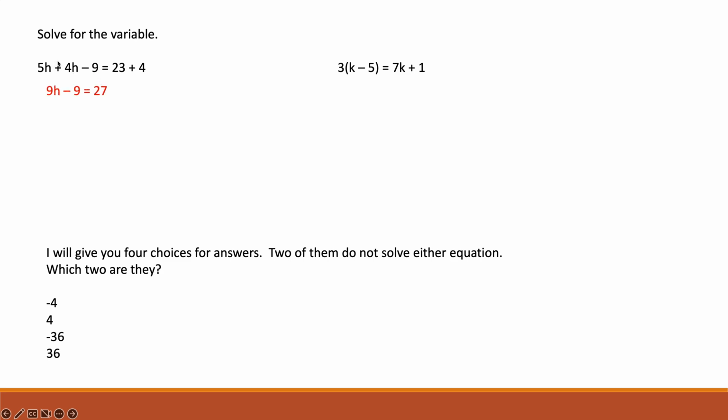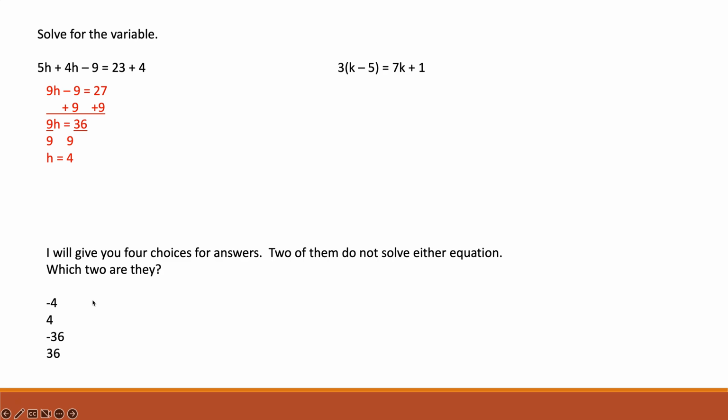So again, 5 H's and 4 H's are 9 H's. I didn't touch the minus 9. And 23 plus 4, because the numbers can be on the same side too, not just the variables, is 27. Adding 9 to both sides, 9 H is 36. Dividing, and I get H is 4. So now I know of those 4 choices, one of them is indeed 4.